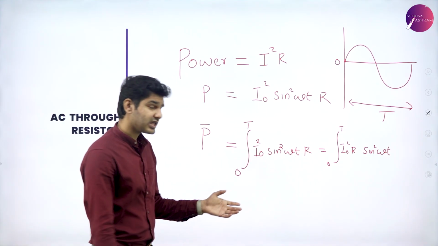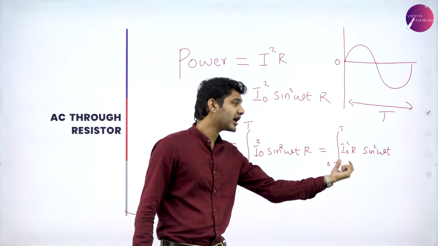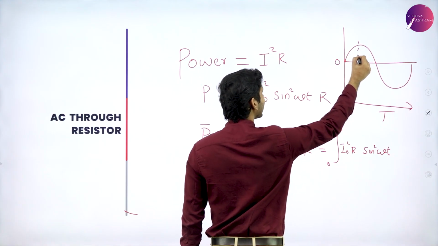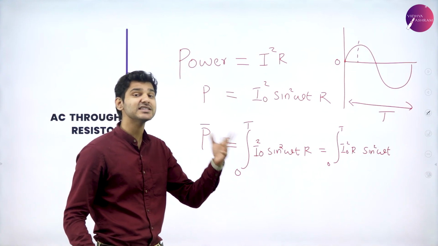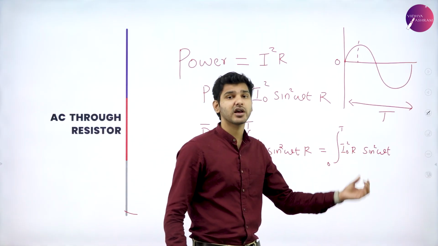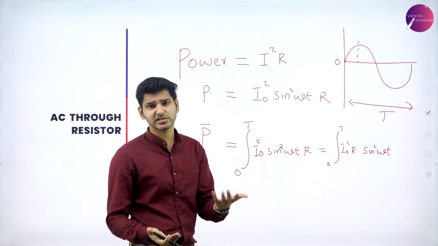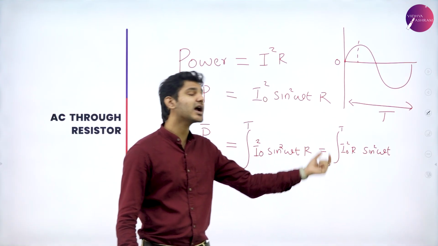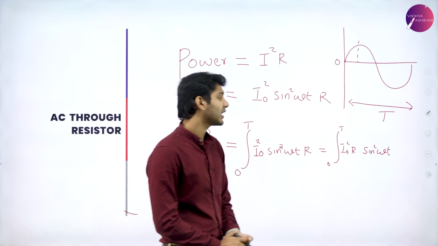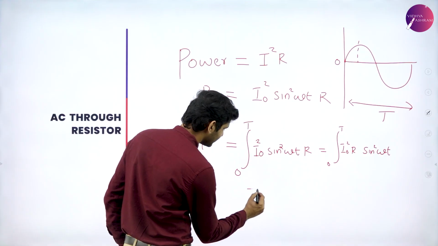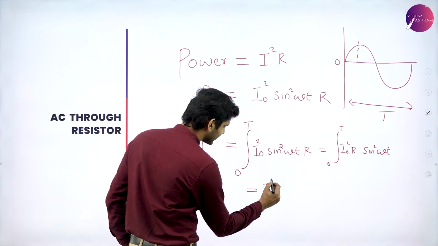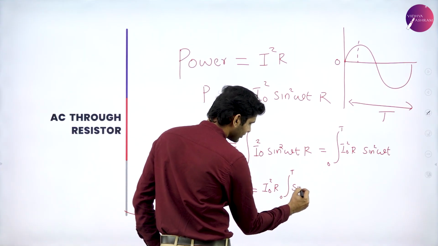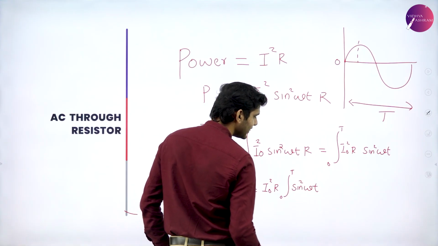So again, the thing here is that this particular term, I naught, the peak value, that is the amplitude, is not going to change, which means it is a constant quantity. And the value of R, the value of the resistor, is also not going to change. It is also a fixed value, which means these two act as constants, so they can come right outside of the integral sign. Then this equation can be written as I naught square R into the integral from 0 to T of sine square omega t dt.